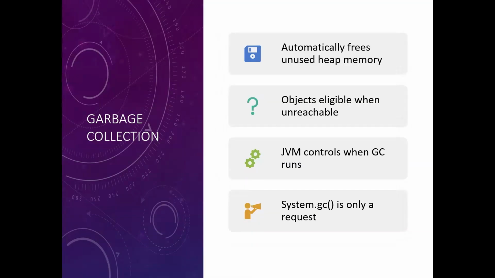Now let's touch on garbage collection. So garbage collection automatically frees up memory. And essentially, garbage collection patrols the heap, and if it sees an object without a reference, i.e., the object is no longer in use, it removes the object from memory. The JVM controls when the garbage collector runs. That means we have no control over when the garbage collector runs. We can invoke the garbage collector through a System.gc command, but it's only a request.